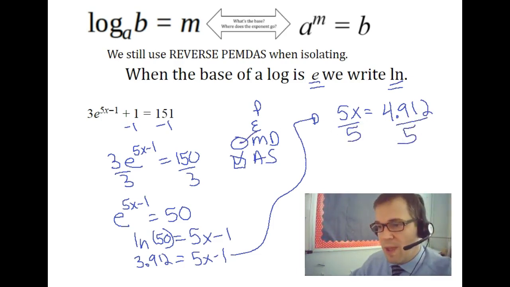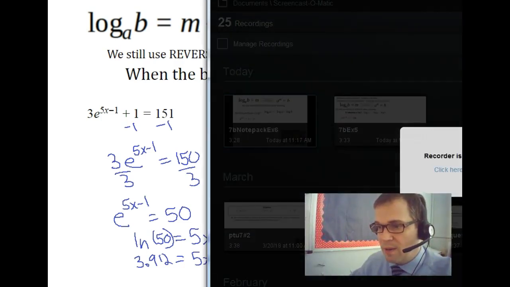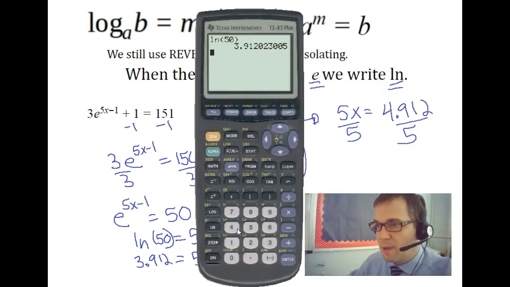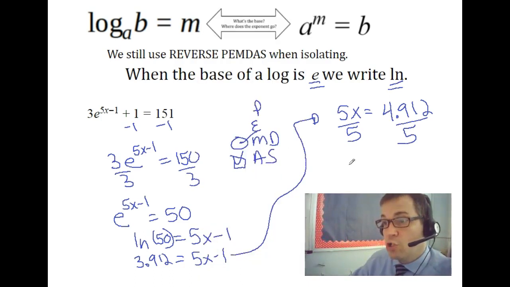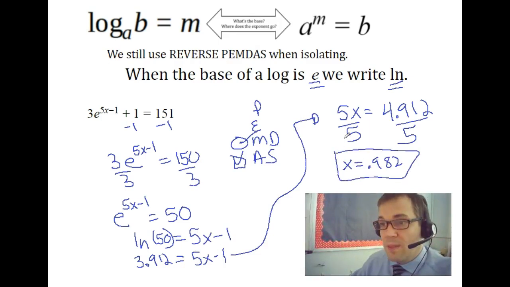I don't really want to do that mentally or on paper. I wanted this button. 4.912 divided by 5, and my final answer is 0.982. And that's it.